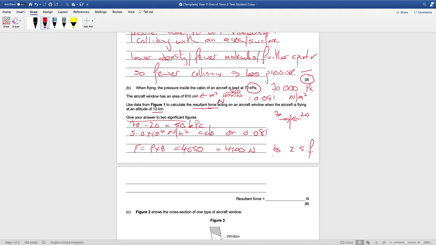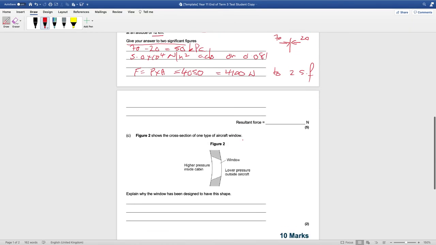So there's a mark for the two sig figs. There's a mark for the calculation. There's a mark for the difference. There's a mark for the conversion and reading off the graph. 5 marks, so half this question is on that calculation.